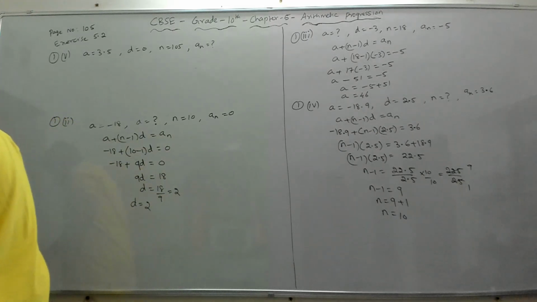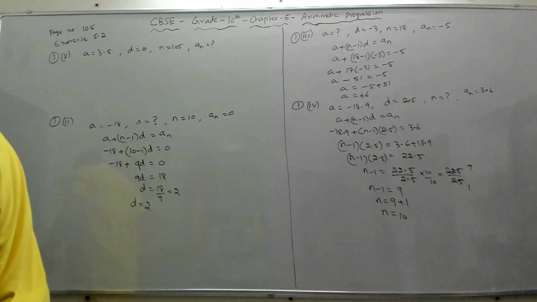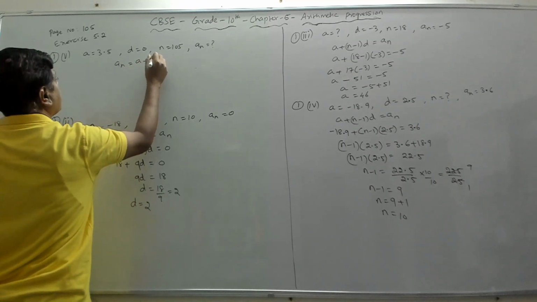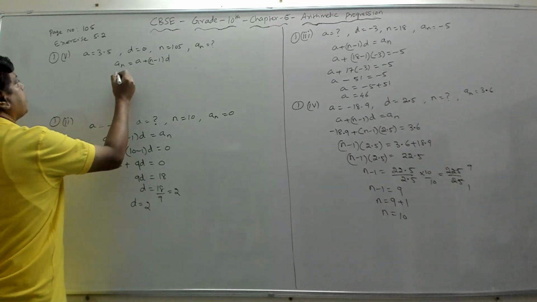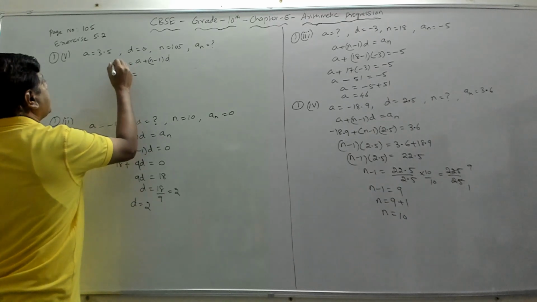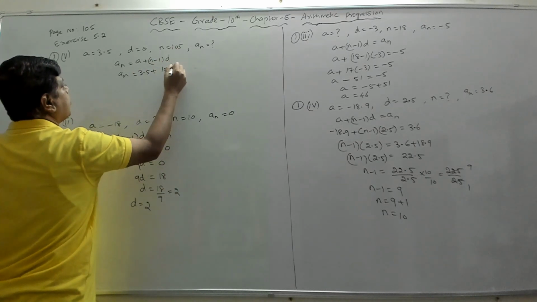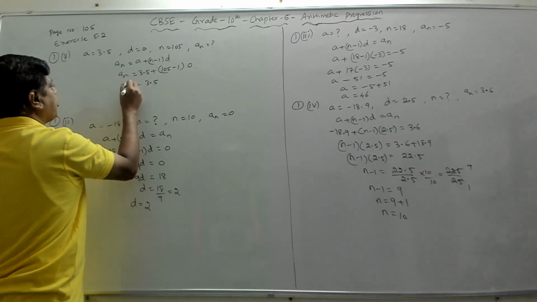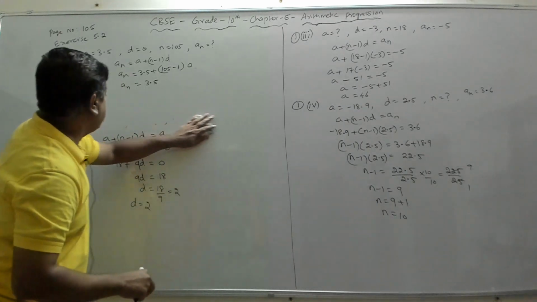So now again our AN formula is A plus N minus 1 into D. So our AN is equal to A is 3.5 plus N is 105 minus 1 into D is 0. So that becomes 0. So your AN is 3.5. Fine. So this completes the first problem in the exercise.